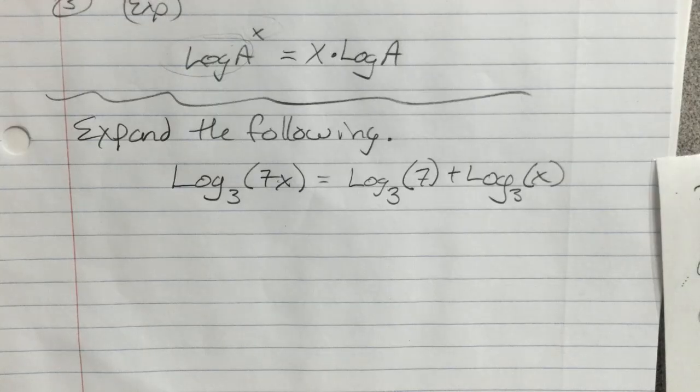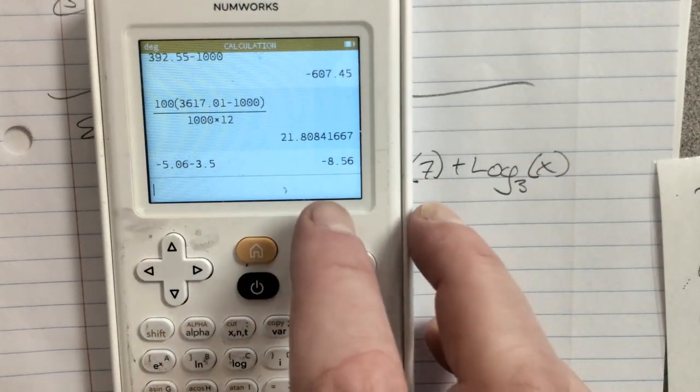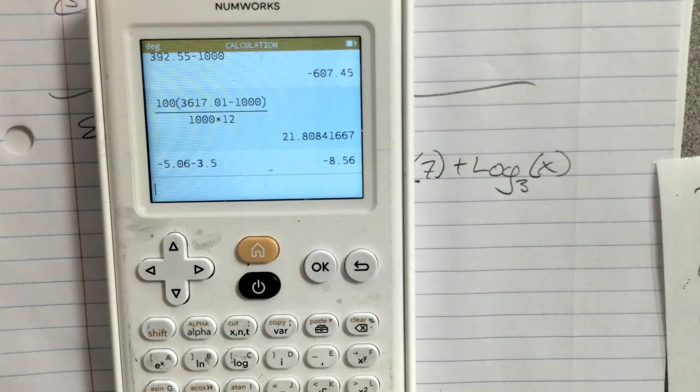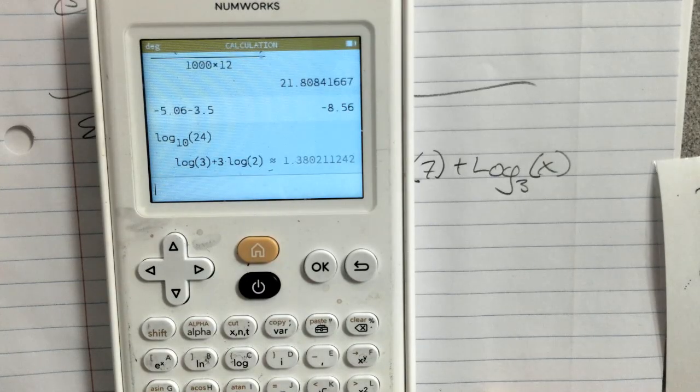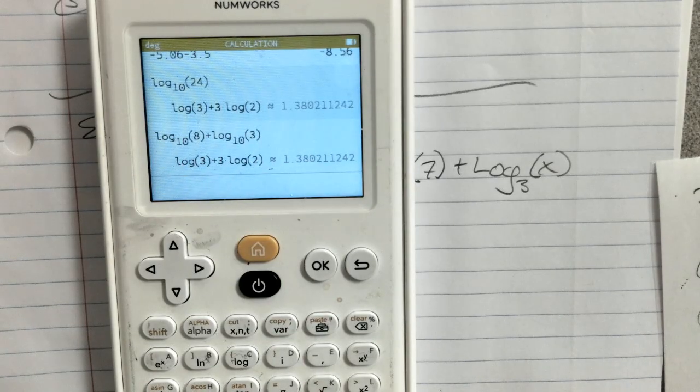And I just want to make sure that that's super obvious for us. Let's go the log of 24. That's going to give us some number. Cool. 1.38202. Name a factor pair of 24. 8 and 3. So the log of 8 plus the log of 3. This should indeed work, right? Kick back with the exact same answer.